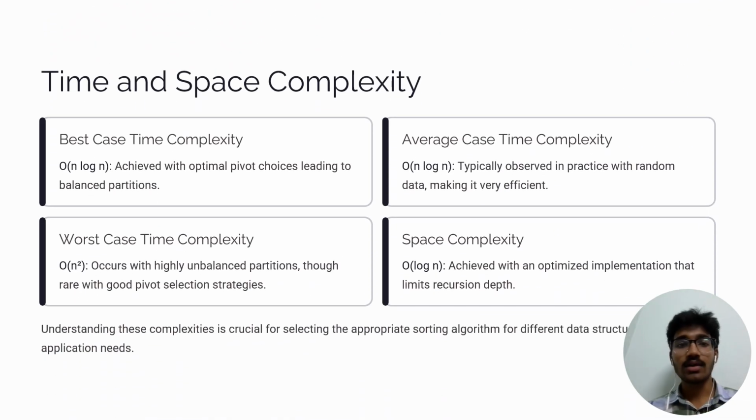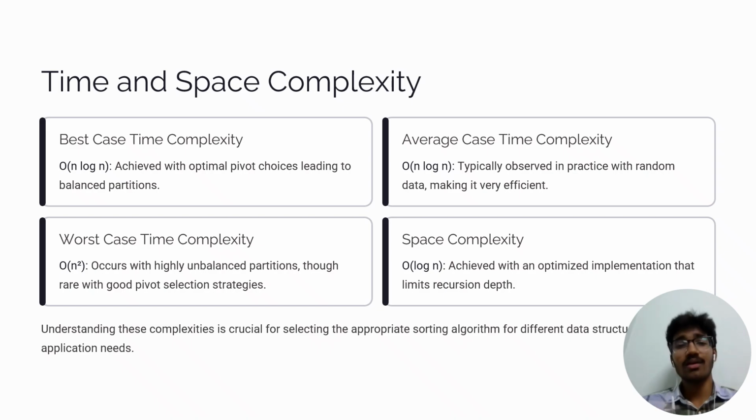And finally, the time and space complexities. To summarize, the best case will be O of n log n. The average case will be the same, O of n log n. The worst case is O of n squared. As I said, the already sorted array will be taking its pivots very badly.